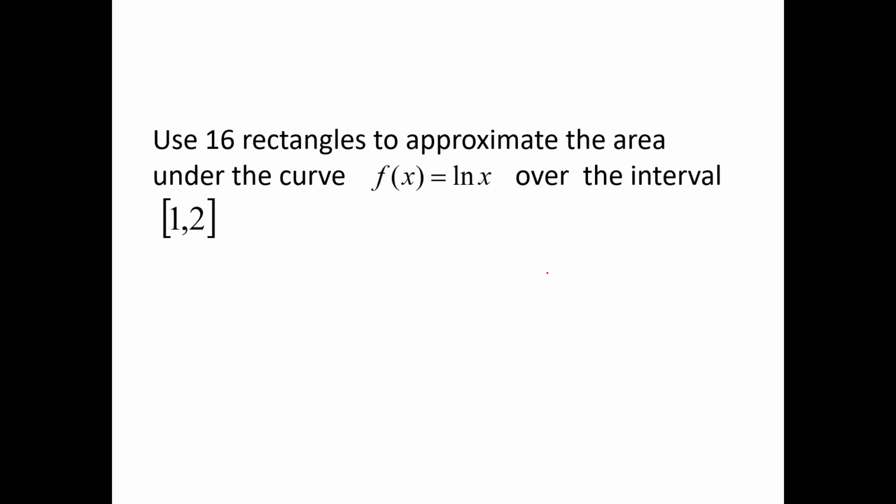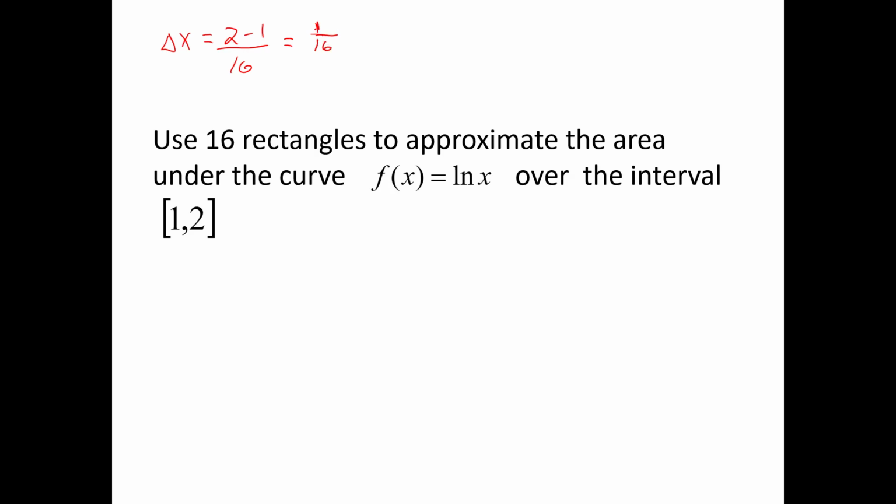Now we do want to use summation notation because now we're up to 16 rectangles and I don't want to do this 16 times. Okay, so again, very first thing we have to do is figure out how wide each rectangle is going to be. Delta x is going to equal the width of the interval, 2 minus 1, divided by 16. So that gives us 1/8. I'm sorry, 1/16.